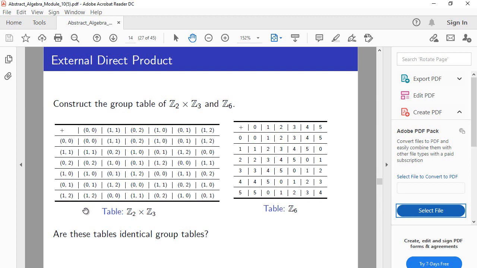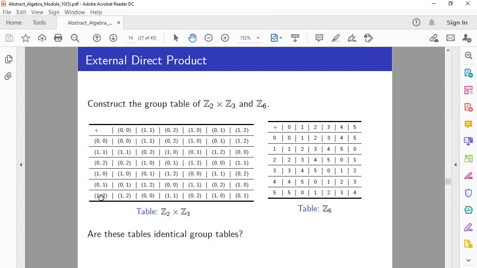So as an example, let's look at 1, 2 added with 1, 2 here. So we are adding 1, 2 and 1, 2. If we add the first coordinates, we get 1 plus 1 is 2 and 2 mod 2 is 0. And in the second coordinate, we are adding 2 and 2, which is 4. 4 mod 3 is 1, so you're getting 0, 1.